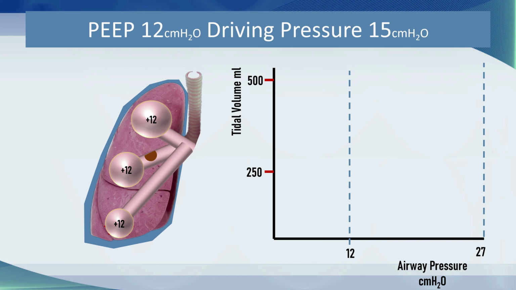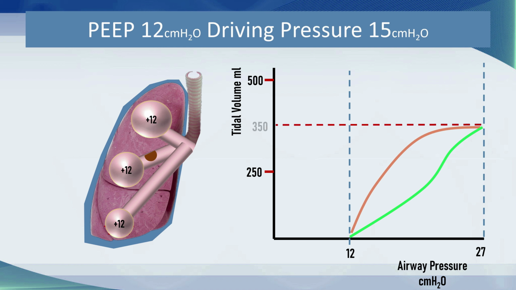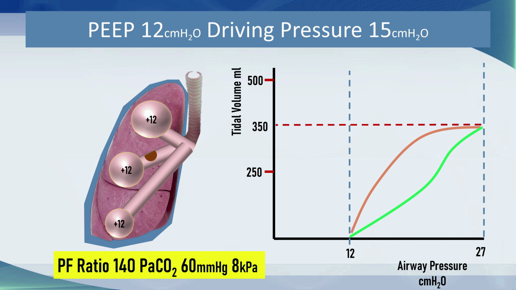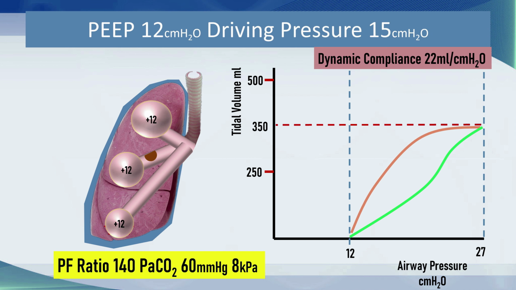That PF ratio, 120, is quite low, so we decide to increase the PEEP to 12 centimeters of water. And now let's look at the pressure volume curve. Although on the surface this looks better, the tidal volume has only improved marginally to 350 mils, and the PF ratio has only increased to 140, with a dramatic increase in the partial pressure of carbon dioxide in arterial blood to 60 millimeters of mercury or 8 kilopascals. This translates to a compliance of 22 mils per centimeter of water. Not great. So what do?